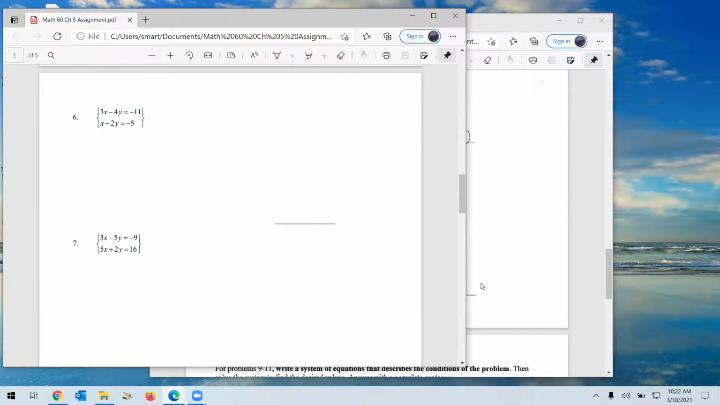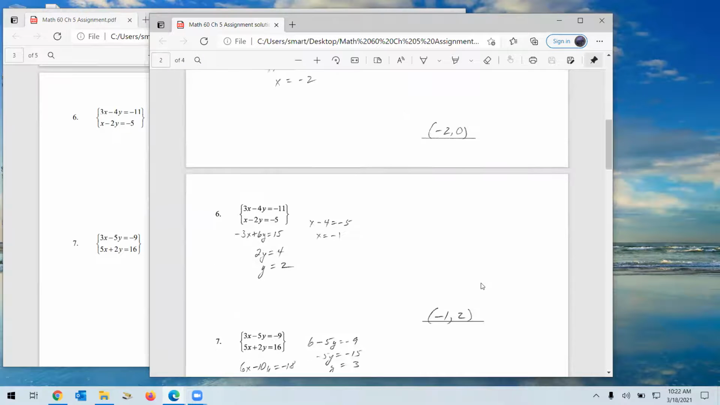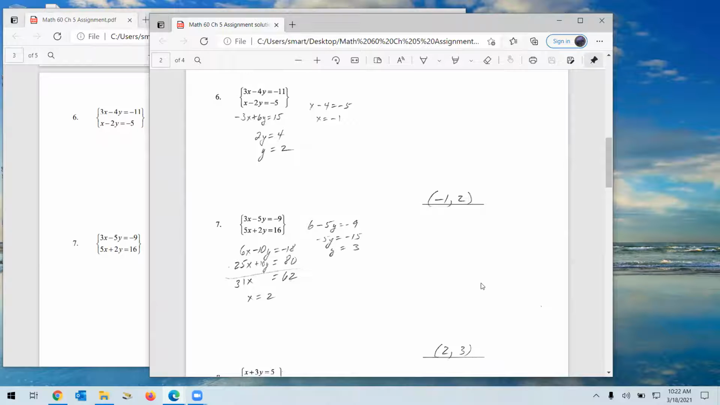How about it? Here goes. Backing up, my pages are out of order. There. Look, I multiplied by a -3. I chose to get the x's to be the same. So that second equation became -3x plus 6y equals +15.